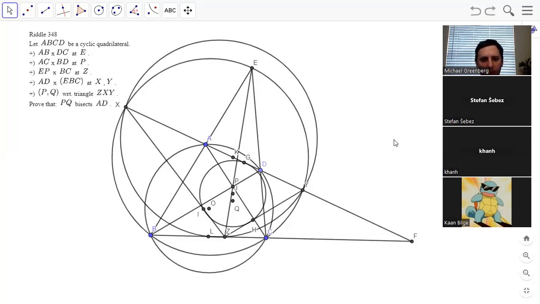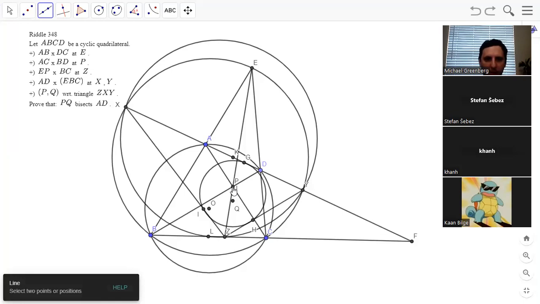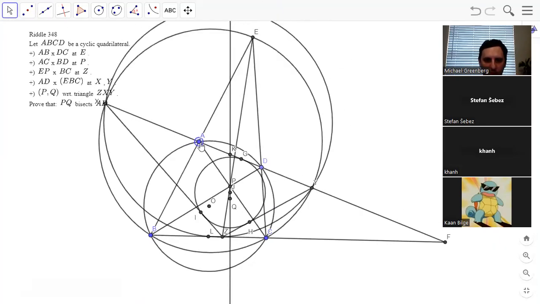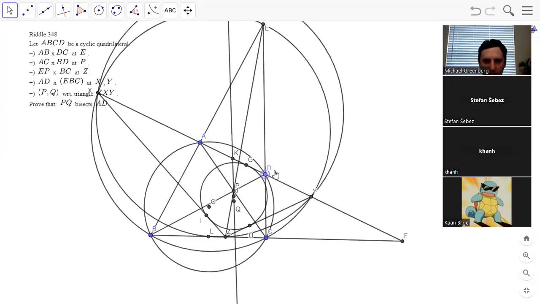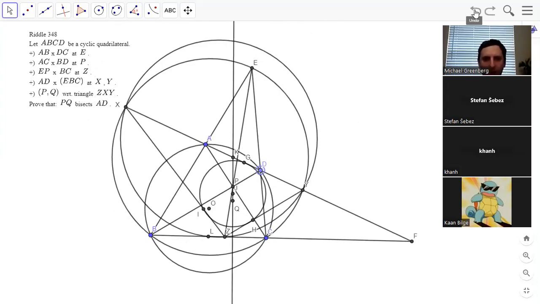So we want to show that P, Q, and K are collinear. I don't think PQ is perpendicular to BC, right? No, I don't think that could be true in general, because it almost looks like it here, but it is the median of PBC. Yeah, because PK is the median, because they're similar, PAD and so on. So we have to show that PQ is the median of PBC.